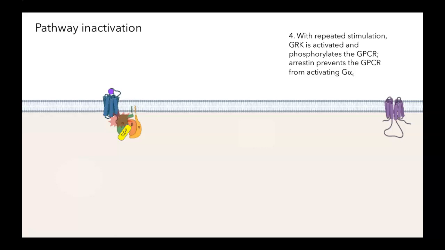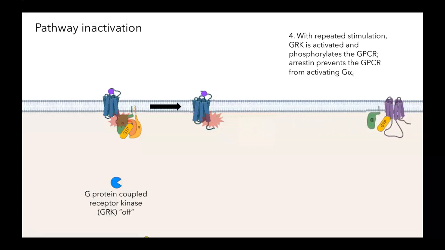Earlier I said that the alpha subunit can hydrolyze GTP in order to turn it into GDP. But if the signal is always around, what will happen is as soon as it recombines with the activated GPCR, the one that has that ligand bound to it, then the alpha subunit will exchange the GDP for a GTP, and the whole pathway would start again. So it can be advantageous for the cell to shut this off so that we don't have that repeated stimulation and activation. This is where GRK comes in.